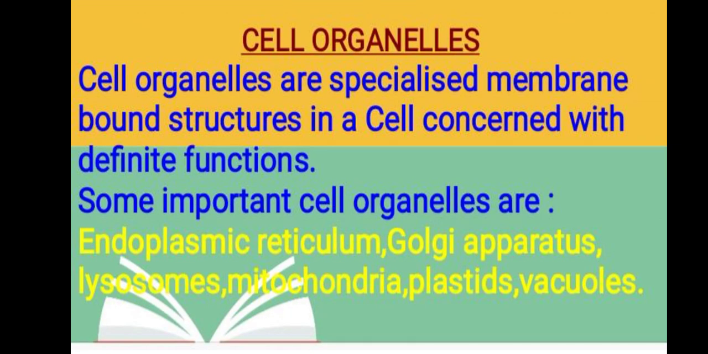The next topic is cell organelles. Children, you must be wondering what these cell organelles are. We can say that cell organelles are specialized membrane-bound structures in a cell which are concerned with definite functions. Some important cell organelles are Endoplasmic Reticulum, Golgi Apparatus, Lysosomes, Mitochondria, plastids and vacuoles. In this lesson, as I told you, we are going to cover Endoplasmic Reticulum, Golgi Apparatus, Lysosomes and Mitochondria. In the next lesson, soon I will bring you all about plastids and vacuoles.